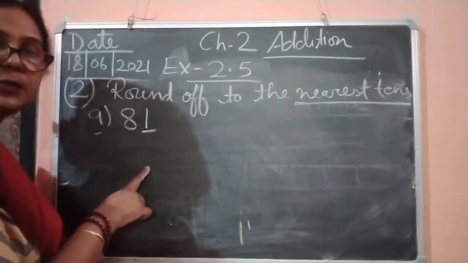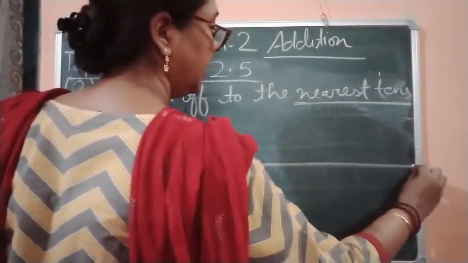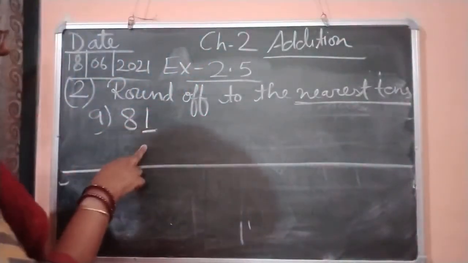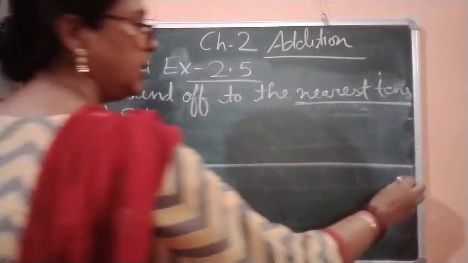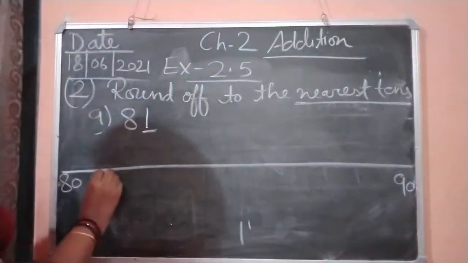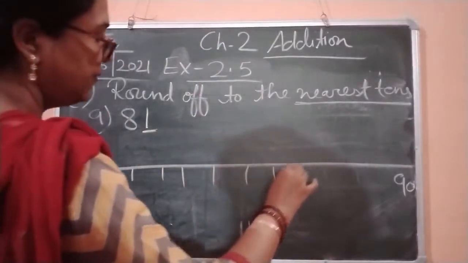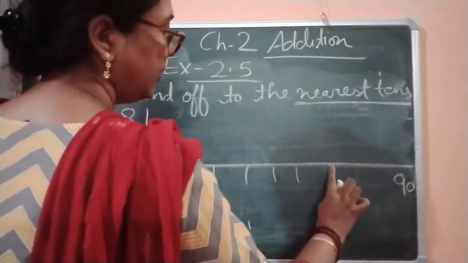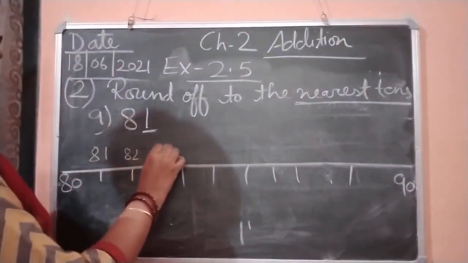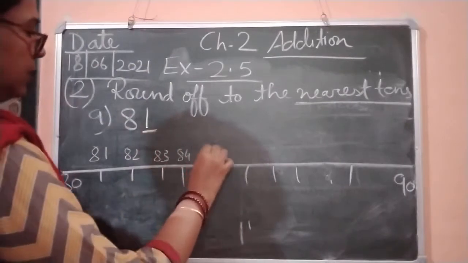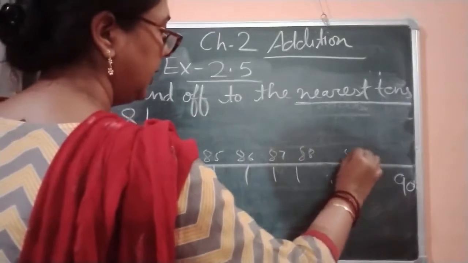Ones place first we will see. Then we just draw a line. It is quite easy for us. This number is coming between 80 to 90. So here 1, 2, 3, 4, 5, 6, 7, 8, 9. Suppose here is 9. So here 81, 82, 83, 84, 85, 86, 87, 88 and this is 89.